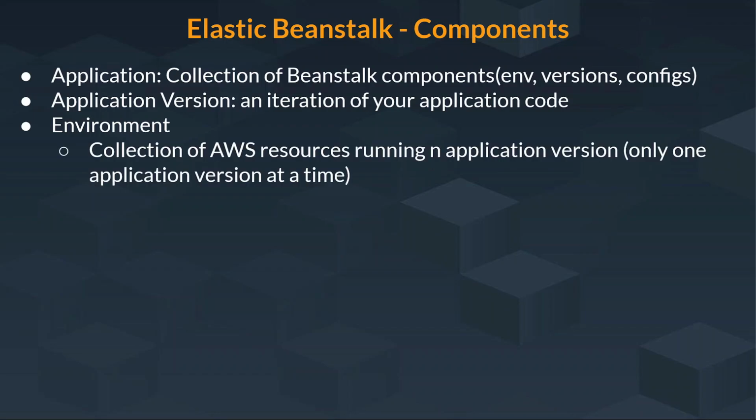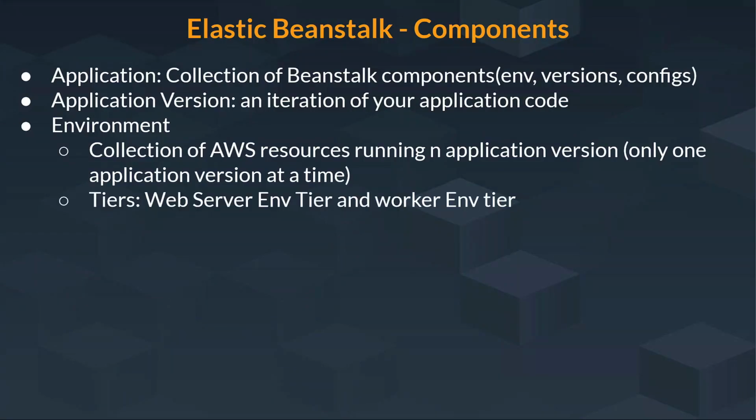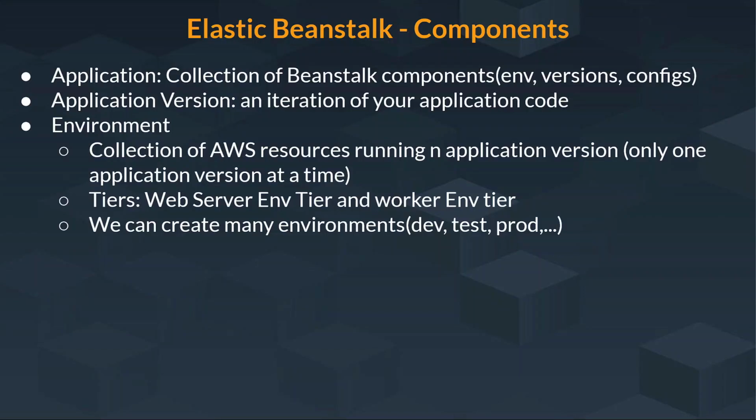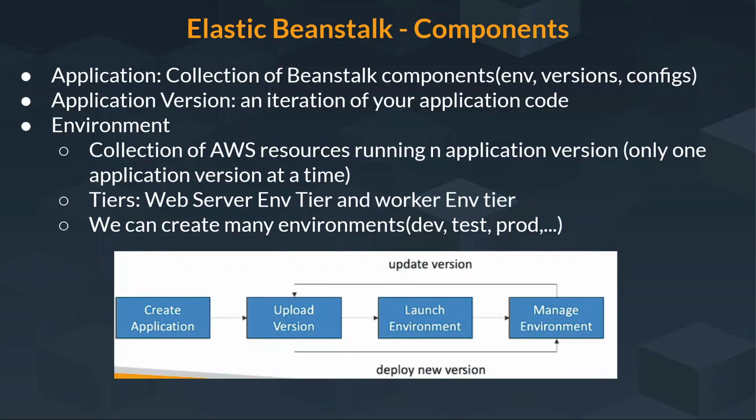Environment: you can make environments here, a collection of AWS resources running an application version. Only one application version at a time can be deployed on Elastic Beanstalk, and it also has multiple tiers, like the web server environment tier and the worker environment tier. I'll show you the example in the next slide. We can create many environments here, like dev, test, prod, all types of environments.